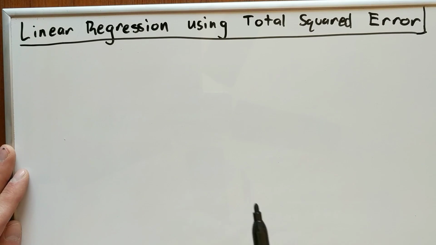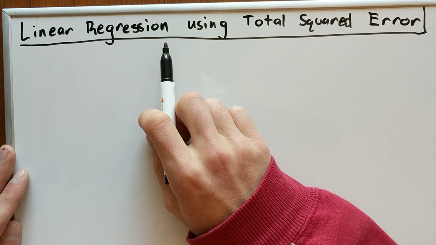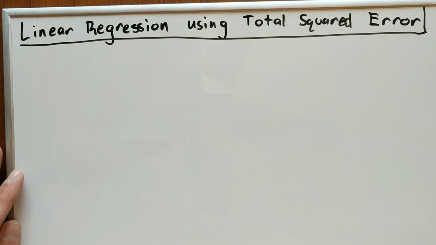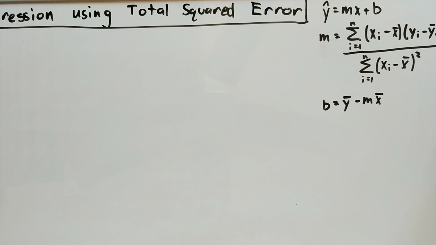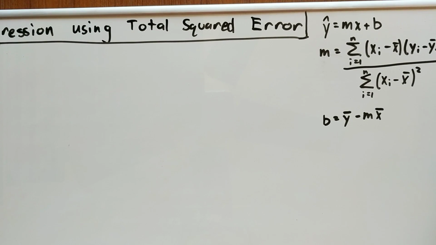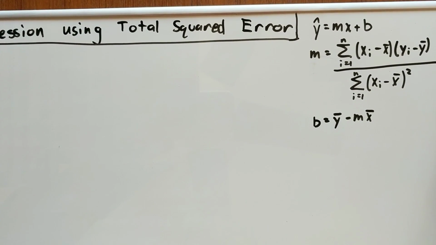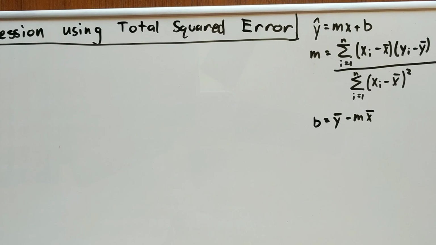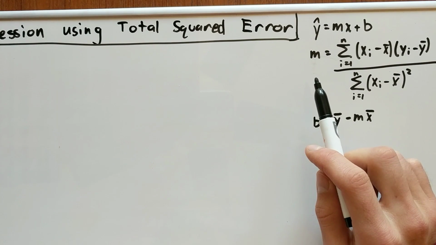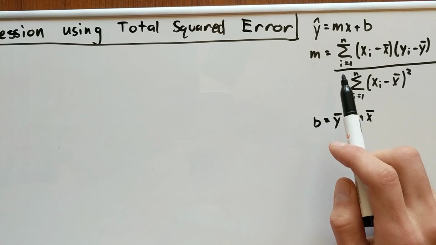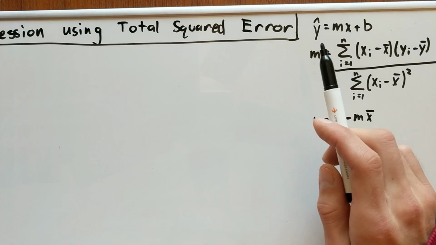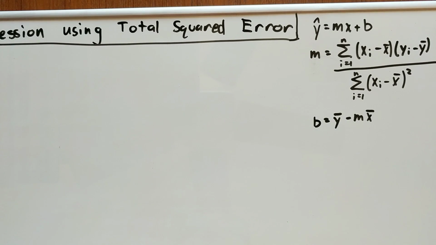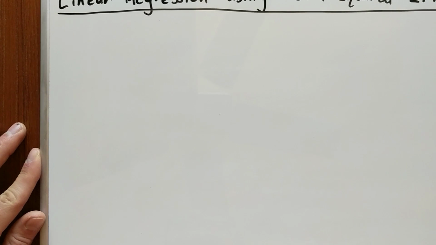Let's go through an example of completing linear regression by using the total squared error method. The equation for the predicted y is slope times x plus y-intercept, where we can exactly calculate the slope and y-intercept using these equations here. These equations will give us the slope and y-intercept for a linear line that minimizes the total squared error of our data. So let's come up with some data.